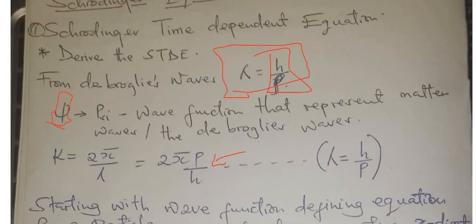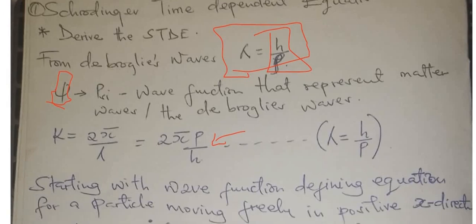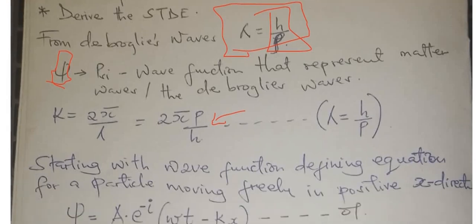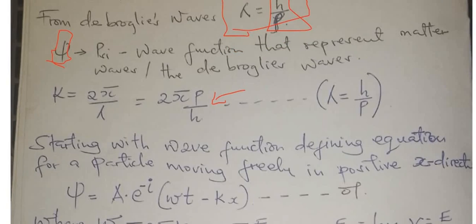Then, starting with the wave function, we now want to define the equation of it for a particle moving freely in the positive x direction. Remember, an application of this is the infinite well, where the wave function tends to a certain function. It's a fundamental application that easily explains what the Schrodinger equation entails.